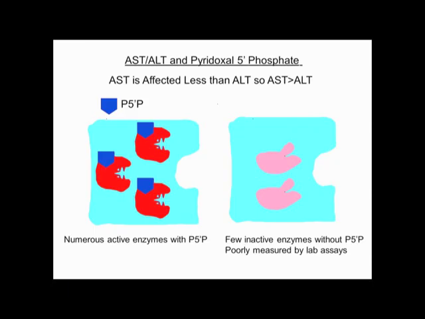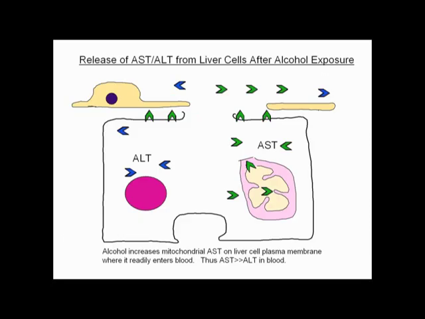And so you end up, and this is, again, my little diagram. Normal, you've got the enzymes, you've got the cofactor, they're working really well, they're easily measured. Alcohol, you don't have as many, they don't work. So in an alcoholic, when you are looking at AST and ALT in the blood, for the same amount of liver cell injury, these levels are going to be lower, but you're going to measure more AST than ALT.